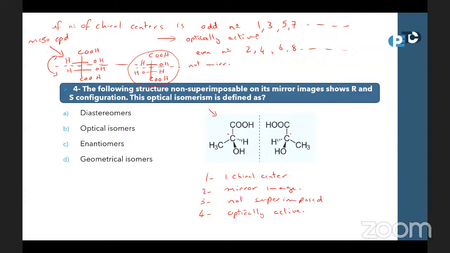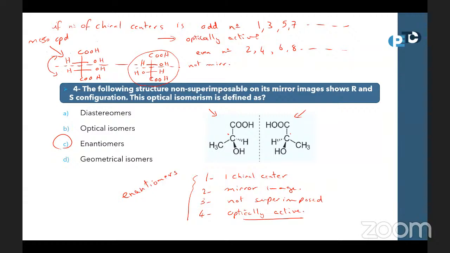For those two isomers, they contain only one chiral center, so they are optically active. If you achieve those 4 characters, the two isomers are directly called enantiomers. So the right answer here is enantiomers. But what about the diastereomers?